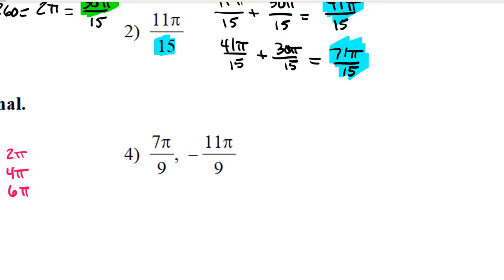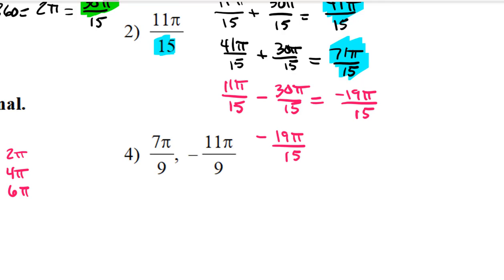So same thing, we would start out with 11 pi over 15, and we would subtract 30 pi over 15. And when you do that, you'll end up with negative 19 pi over 15. So that's one possible negative coterminal angle. You can find another one by just subtracting another 30 pi over 15. And you would be done. So when you subtract those two, you'll get negative 49 pi over 15. So those are two possible negative coterminal angles to 11 pi over 15.